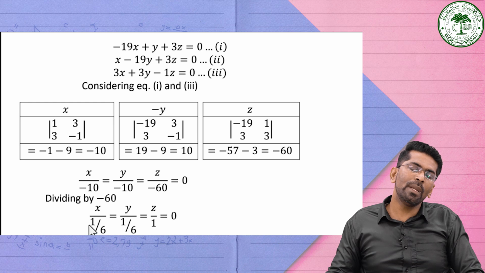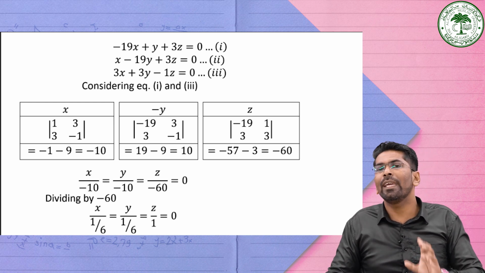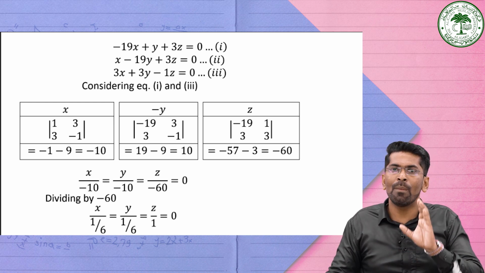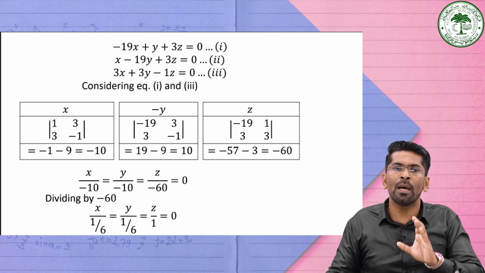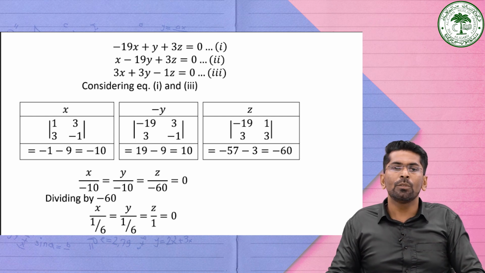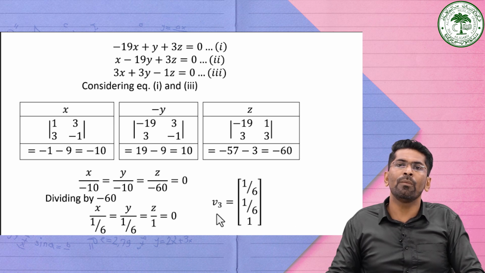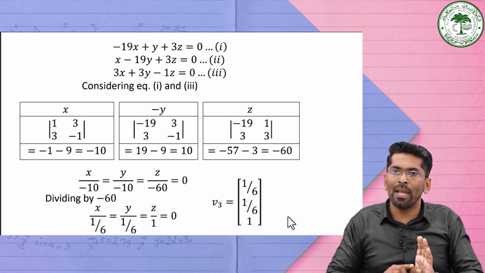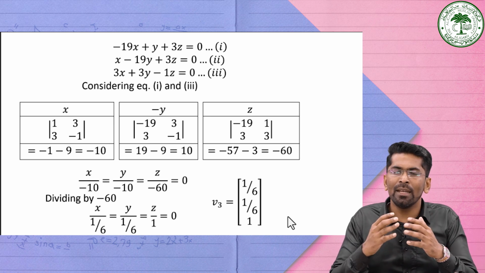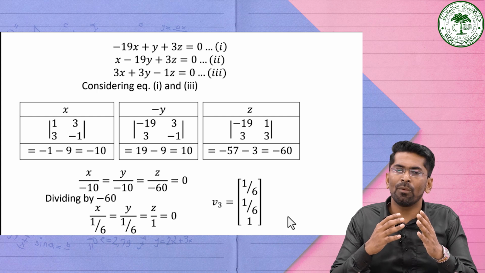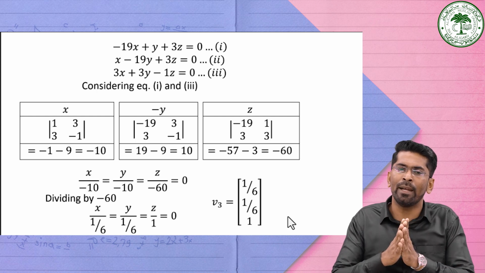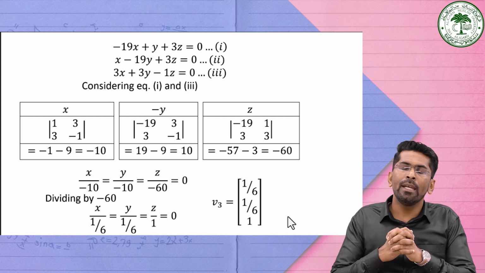So now these denominator terms are nothing but the eigenvector corresponding to lambda equal to 21. So corresponding to the eigenvalue 21, we have the third eigenvector, that is 1 by 6, 1 by 6 and 1. So in this way we can find the eigenvalues and eigenvectors. It is a little bit lengthy, but all the steps are very easy. I have explained in a simple manner in order to find the eigenvectors.